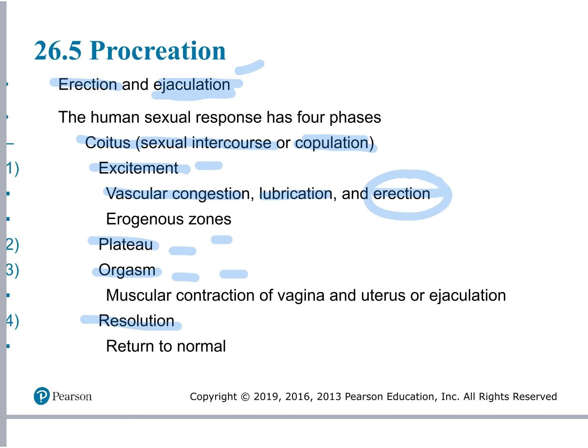And then after orgasm, we have resolution. That's where everything returns to normal. The penile arteries stop supplying so much blood. The penile veins are able to open up to drain the blood from the penis. So the penis returns back to the flaccid state. Heart rate returns back to normal. Breathing rate returns back to normal. And then there's no more erectile tissues.